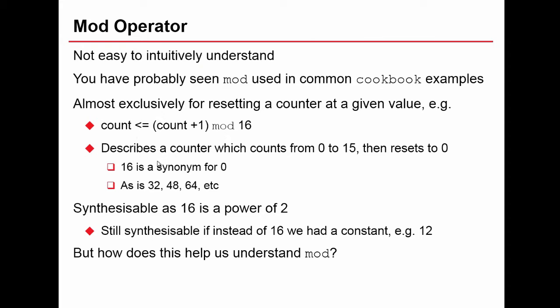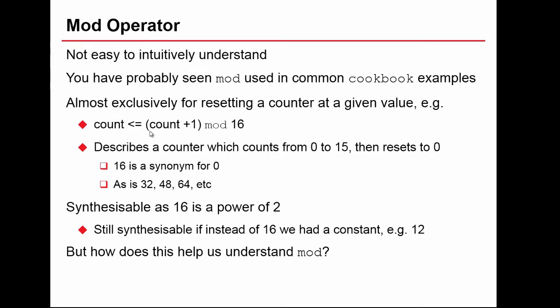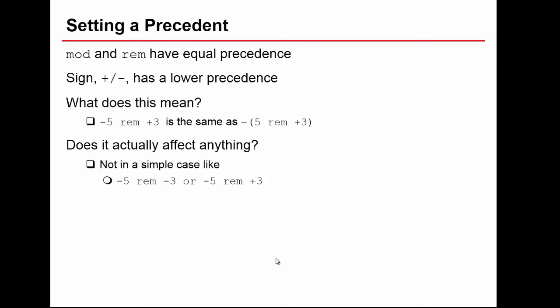So what this means is that 16 is actually a synonym for 0, as is 32, 48, 64, and any multiple of 16. As this is a power of 2, we might expect that our synthesis tool would synthesize this statement here. But this still doesn't really help us understand what mod is or what it does. So before we actually go into detail on that, what we'll first talk about is precedence.